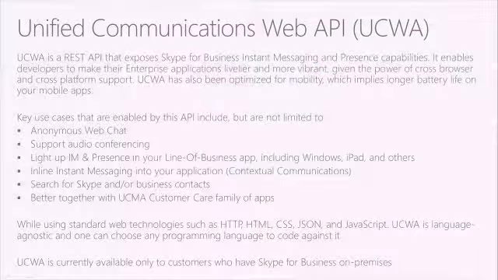Now, this is the technical definition of what UCWA, or the Unified Communications Web API, is. It has a lot of stuff on here, and you can certainly read this to your heart's content, but to sum up, this UCWA REST API is really what is powering the IM and presence capabilities, the mobile capabilities through the server infrastructure, right?